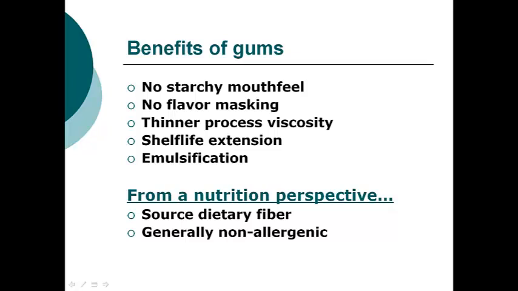0.05 to 1% of the product weight, as opposed to 0.75 to 10% of the product weight when starch is used. Gums also result in thinner process viscosity, and this is especially important when processing at higher temperatures. Why? You get better heat transfer, easier pumping, and more accurate filling of containers, all of which are a concern in food processing.